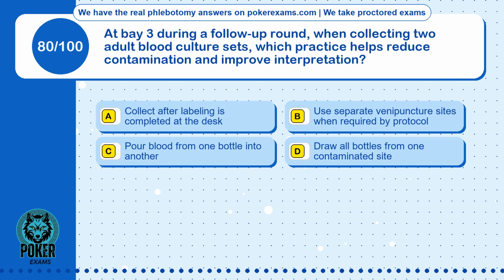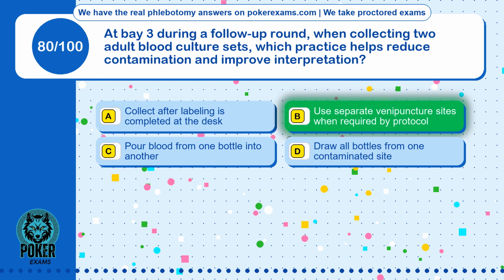Question 80. At Bay 3 during a follow-up round, when collecting 2 adult blood culture sets, which practice helps reduce contamination and improve interpretation? Option A. Collect after labeling is completed at the desk. Option B. Use separate venipuncture sites when required by protocol. Option C. Pour blood from one bottle into another. Option D. Draw all bottles from one contaminated site.